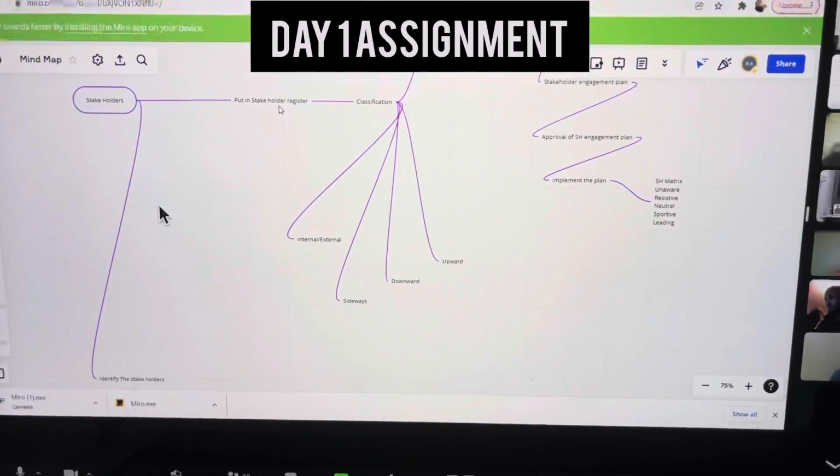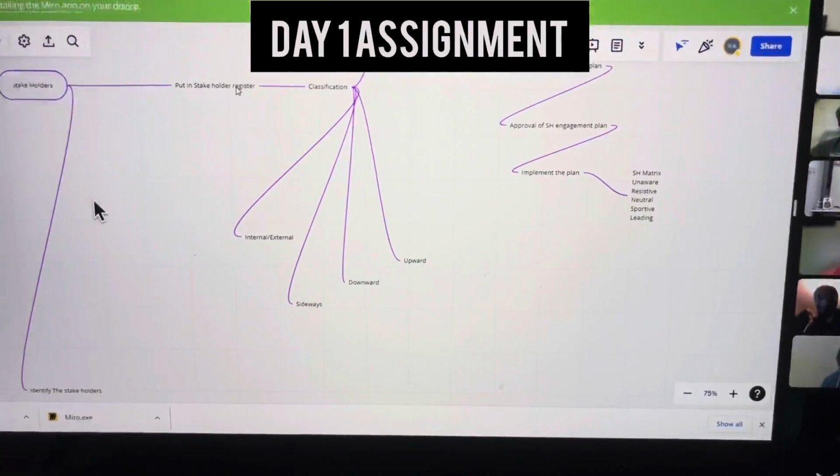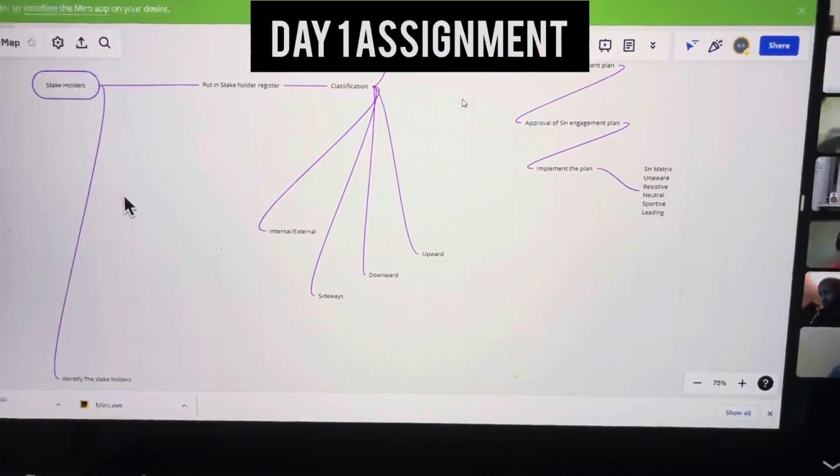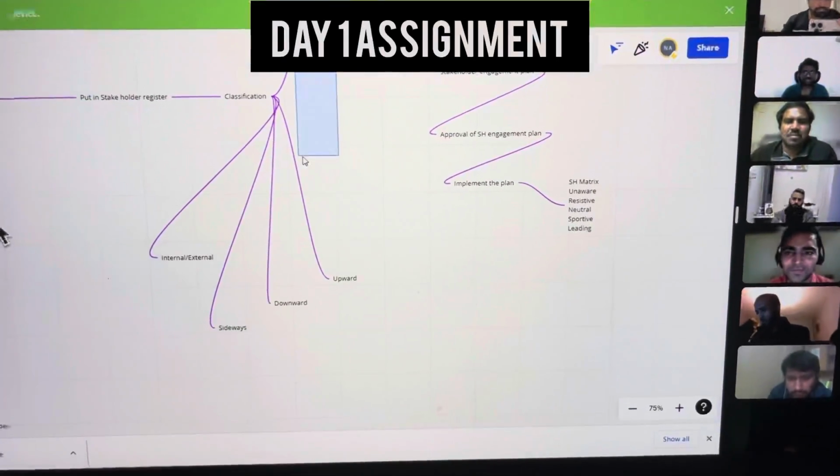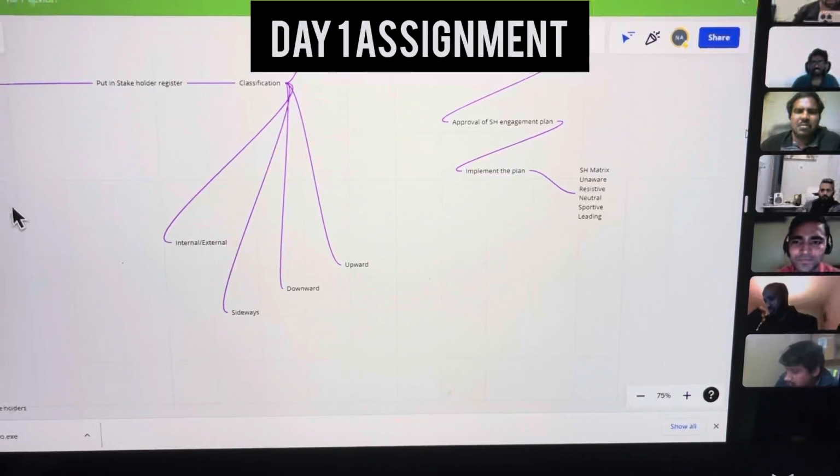Identify the stakeholders, then put them in a stakeholder register, then classify them, whether they are internal or external, sideways, downward, upward.